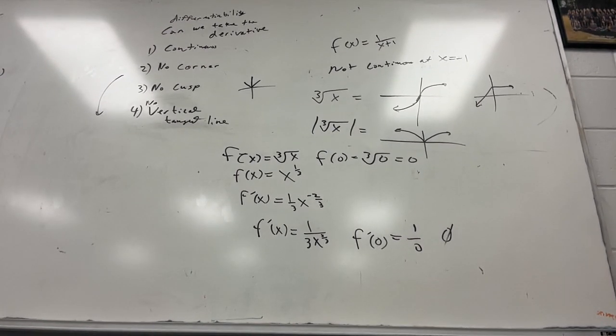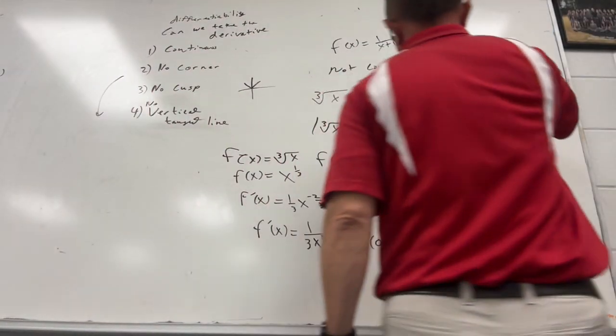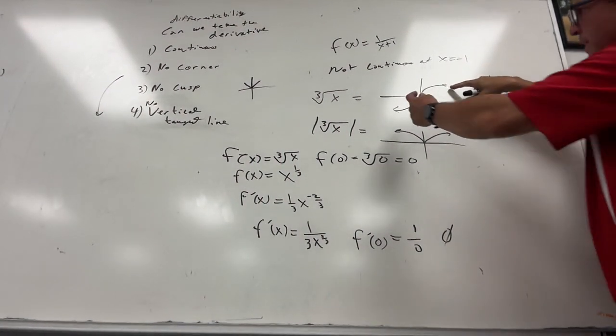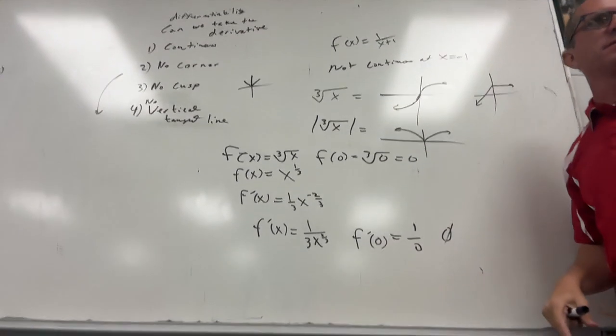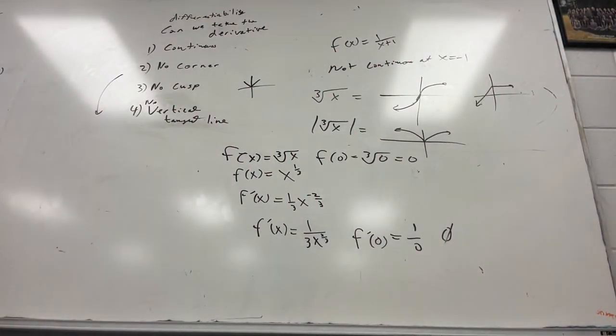Wouldn't it not be continuous either if there was a vertical line? Yeah, it's continuous because, what is f of 0? 0, right? What is the limit as x approaches 0? Still 0. Okay, that makes sense. So y'all are asking great questions because you're thinking.